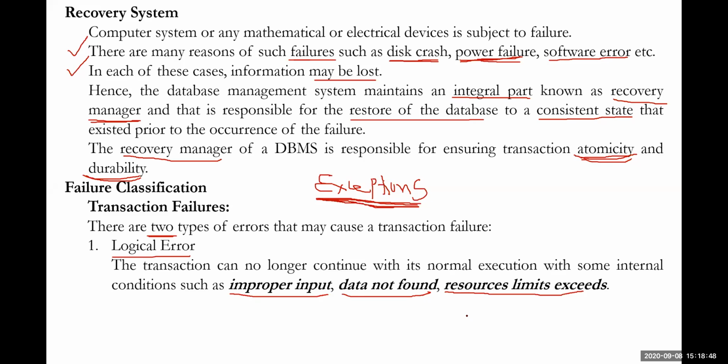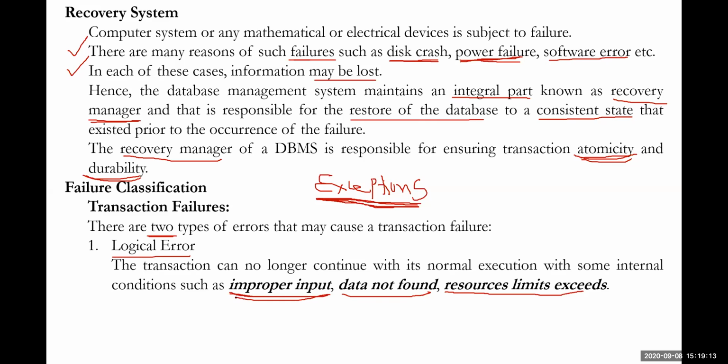Those logical errors are not that crucial, and we can handle them because in our languages the concept of exception handling is there. You can handle that kind of thing. And nowadays, using OLAP techniques or data mining techniques, you can analyze the data before starting the transaction.